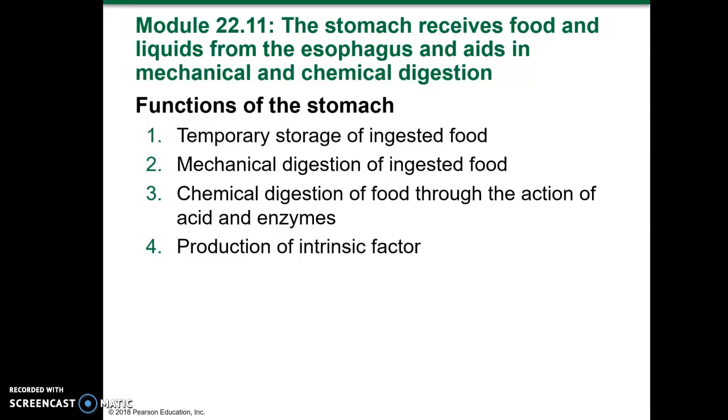The stomach has several functions. It temporarily stores the ingested food. It mechanically digests the ingested food. It chemically digests the food through the action of acids and enzymes. And it produces something called intrinsic factor.